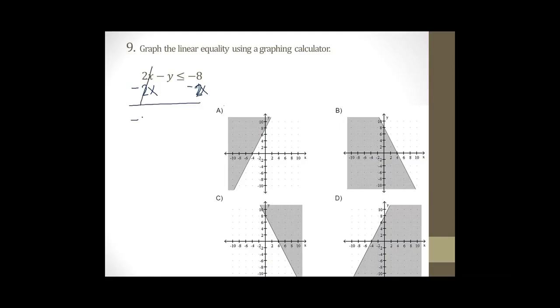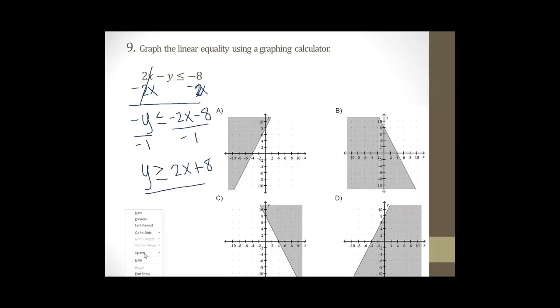That's what's scary. So negative y is less than or equal to -2x minus 8. But we want positive y, so let's divide everything by -1. Now it's an inequality, and I'm dividing by a negative, so that's going to flip my inequality sign. Y is greater than or equal to positive 2x plus 8. So this is what we're going to put in the graphing calculator. You want to put it in slope-intercept form first.